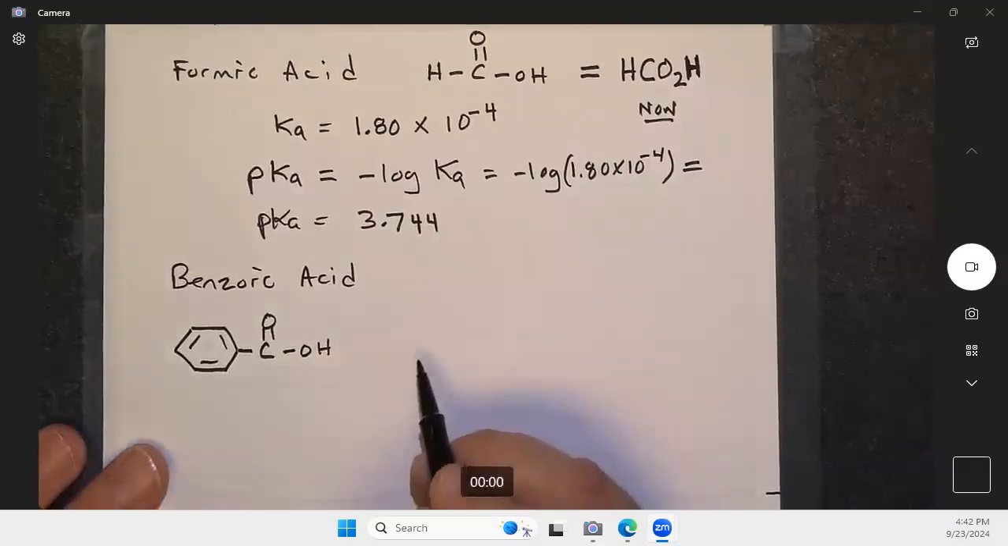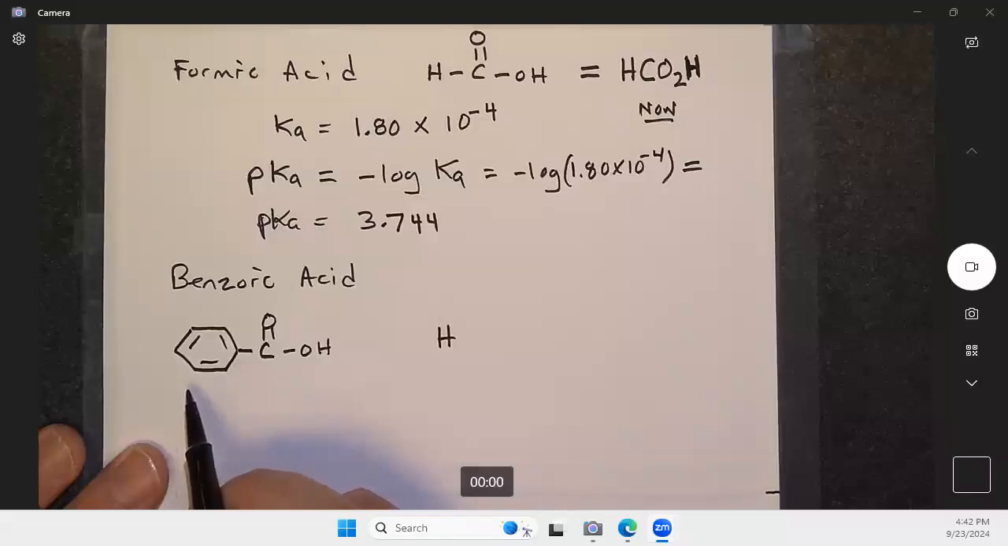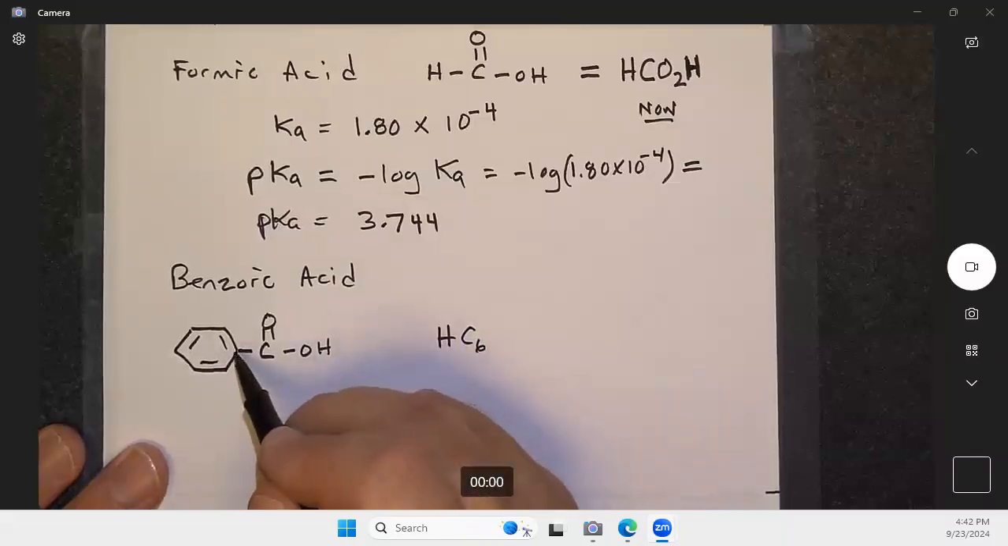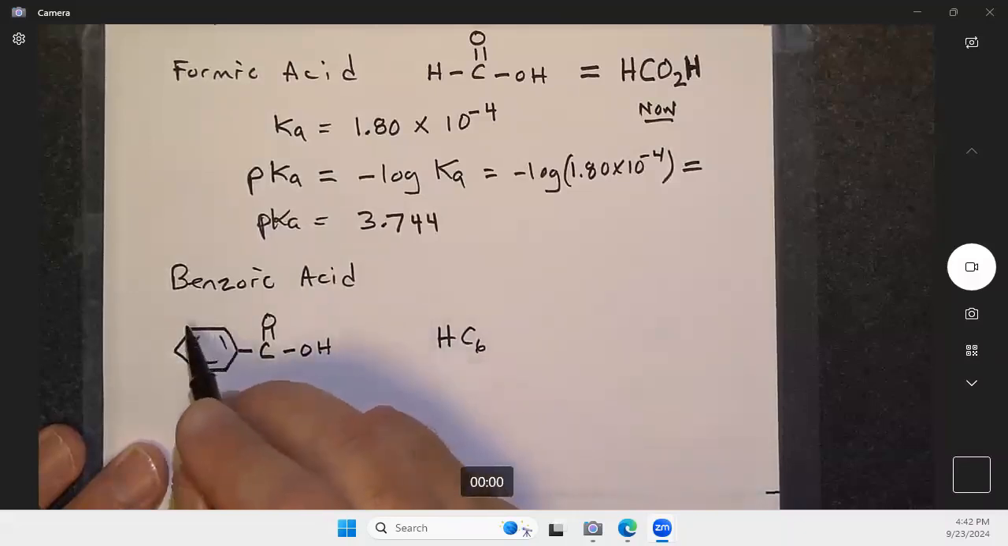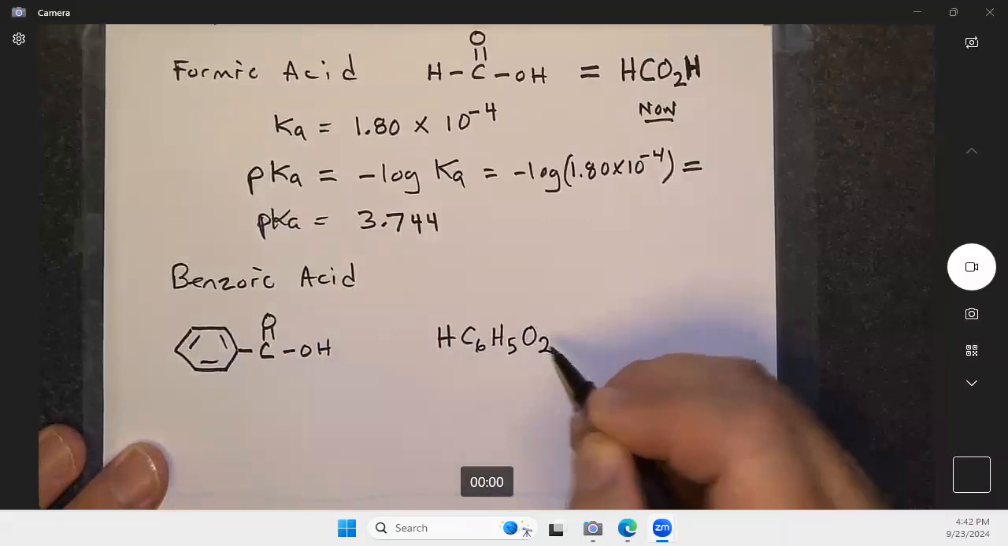So I might write this as H, right? And then each one of these is a carbon, right? With a hydrogen on it, right? So I got C6, right? But these hydrogens out here on this benzyl ring are not acidic, so I don't want to write them out front. So there's 1, 2, 3, 4, 5. So C6H5O2.